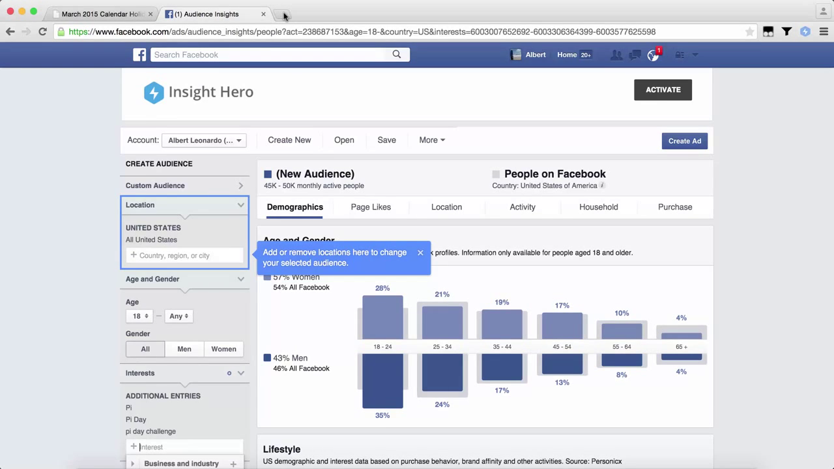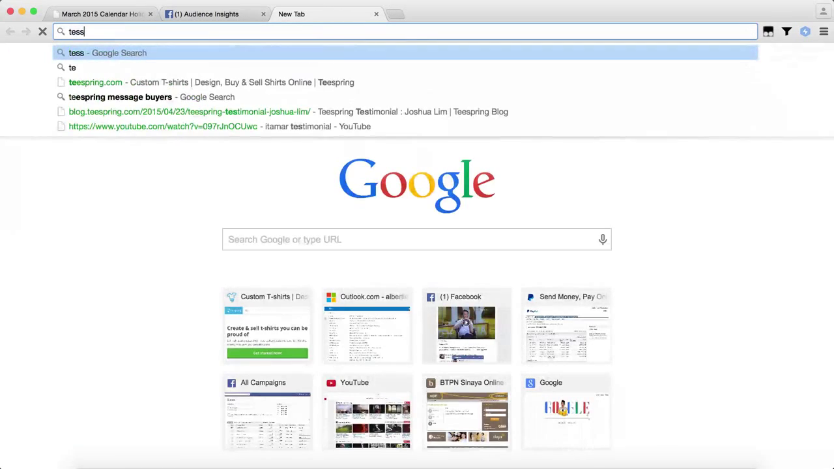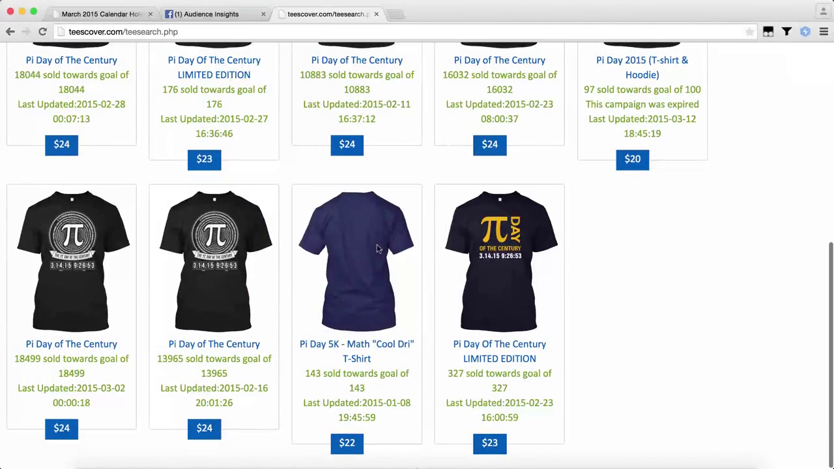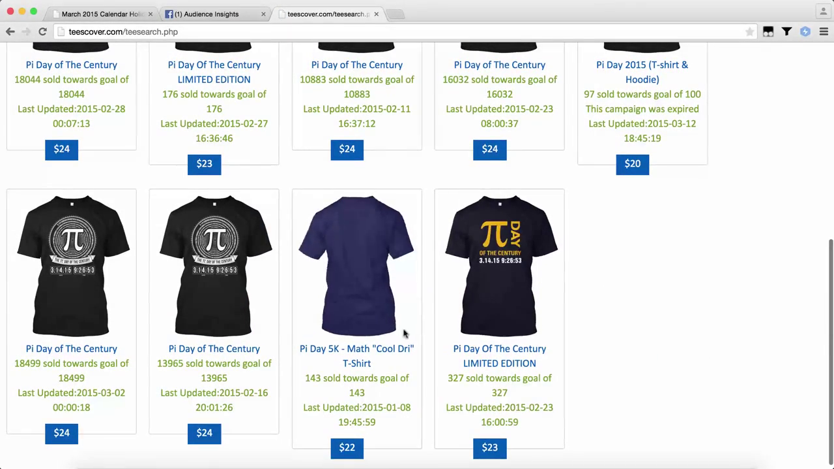Then I did a competition analysis to check whether there were other t-shirts using the same design, using the same concept. So I go to tees cover, then I type in Pi Day, number of tees sold 50. At that time, there were 2 designs showing up. One sold around 90 plus and the other one sold more than 100, meaning that they are buyers to the niche. This confirmed that I for sure had to go after this niche. It was only a matter of whether my design clicked with the audience or not.